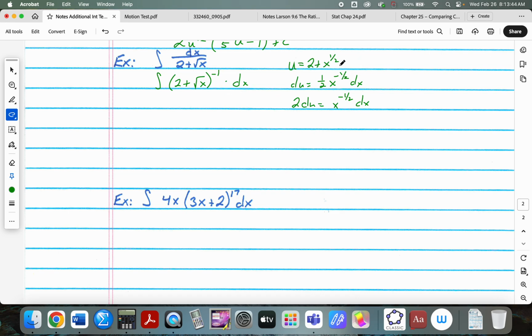Well, here's what I'm going to do. I'm going to solve this for x to the negative 1/2. So I'm going to subtract 2 from both sides. So I've got u minus 2 is equal to x to the positive 1/2 power, right? Take the reciprocal of both sides. 1 over u minus 2 is equal to 1 over x to the 1/2, which is x to the negative 1/2.